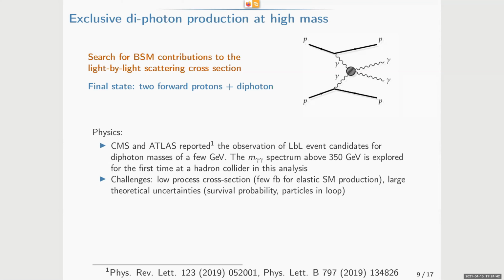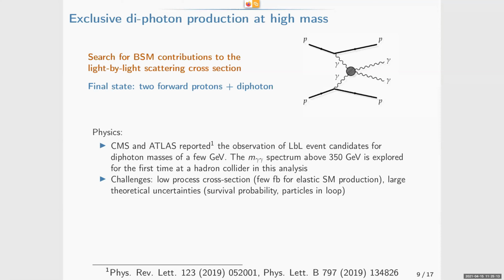As you probably know, CMS and ATLAS have reported a very nice observation of light-by-light scattering events, and they have found candidates for diphoton masses of a few GeV. The specifics of this analysis is that we are looking into a diphoton spectrum above about 350 GeV, which is explored, in fact, for the first time at a hadron collider in this type of analysis.